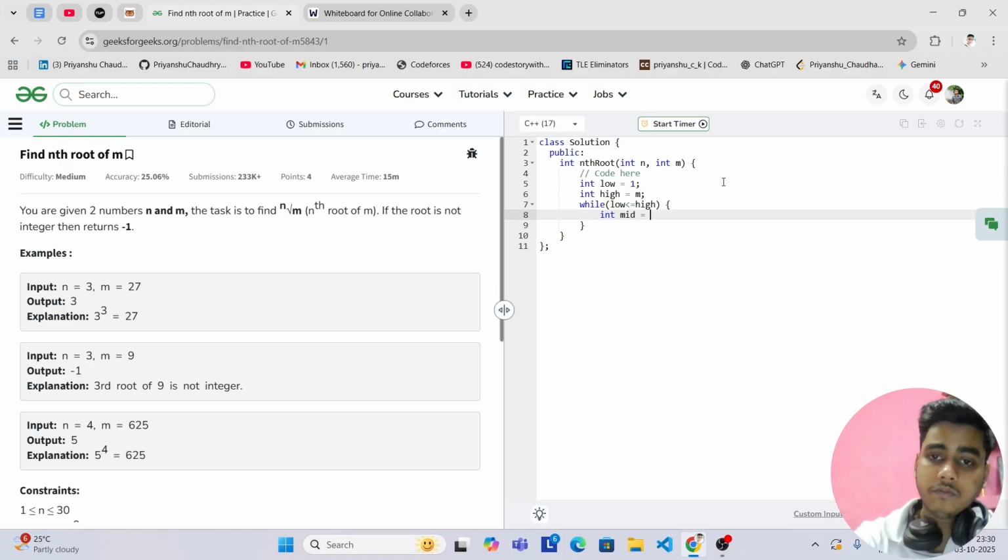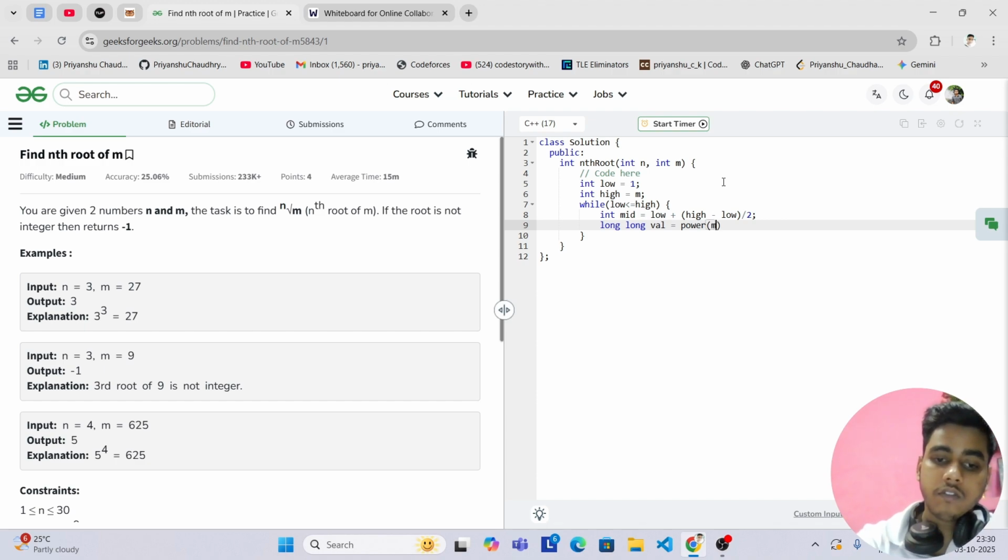And you all know the template of binary search, every time, first of all, I have to find mid, and mid we all know what is mid. This is low plus high minus low by 2. All right. Now I have to go and find the value. I will store it in long. The value, the power of mid raised to the power n.